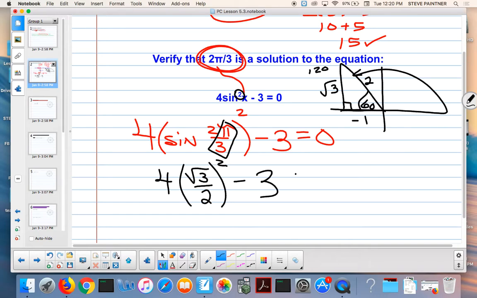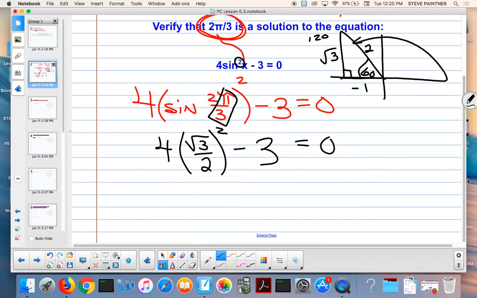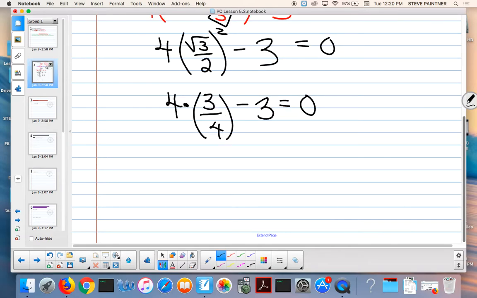Is this all going to get you 0? How do you square that? You square both of the ones inside. Square the numerator, square the denominator. Numerator squared is what? 3. Denominator, 4. Times 4 minus 3. Okay, multiply. Cancel out the 4s. 3 minus 3. Bingo, we got it. It's 0. So is it a solution?